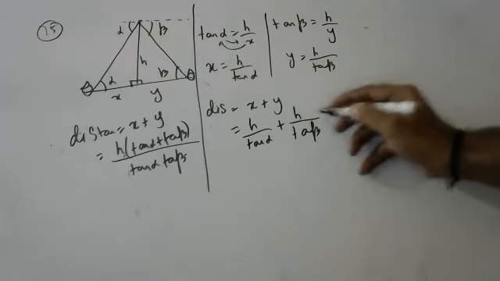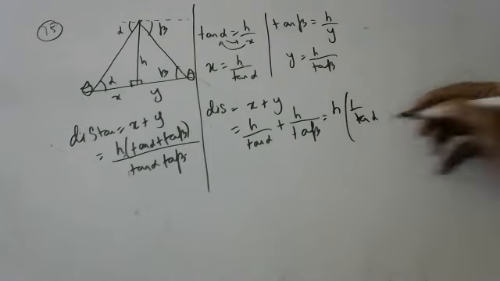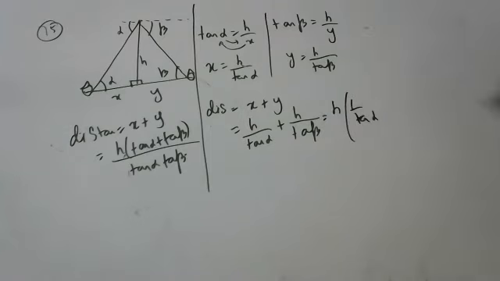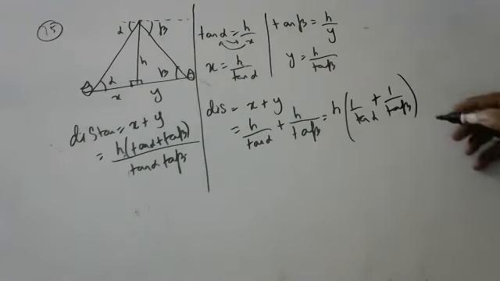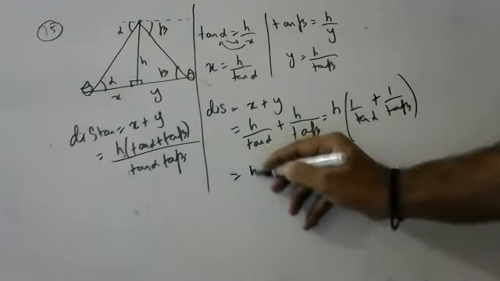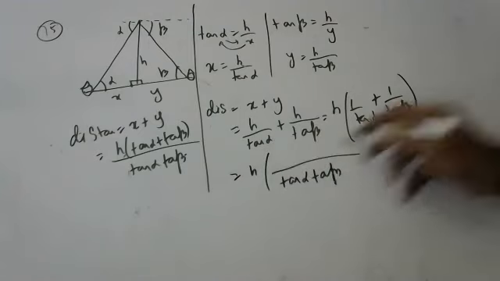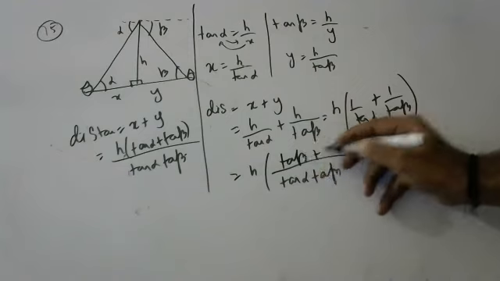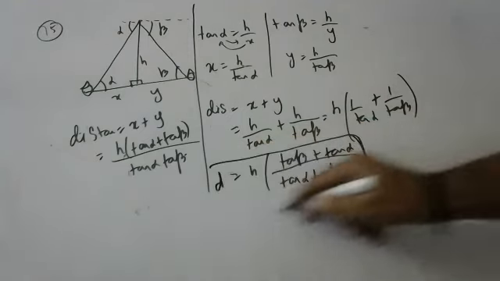So what you have to do? h common. One by tan alpha plus one by tan beta. That is equal to, the LCM is tan alpha tan beta, over tan beta plus tan alpha. That is the answer. This is the distance between the two ships.